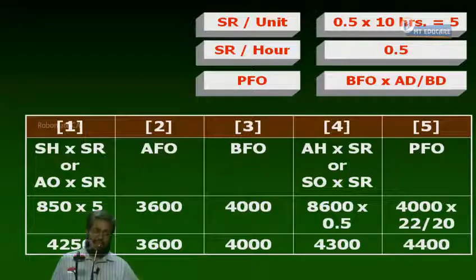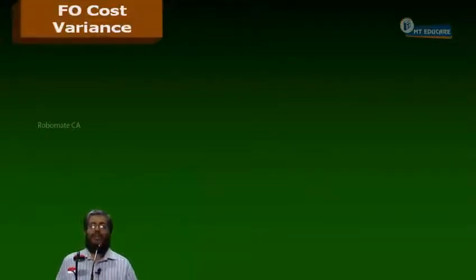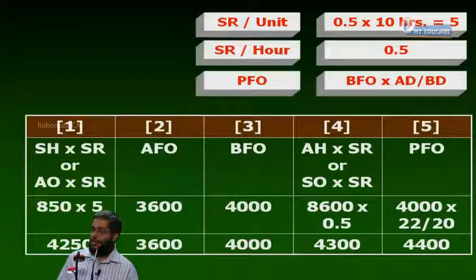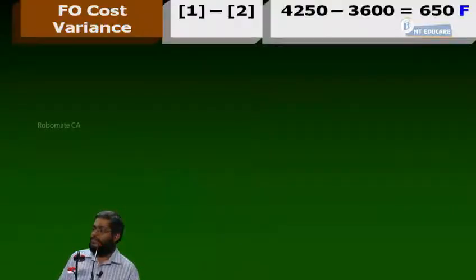Okay. Tell me the first variance. What is the first variance? Fixed overhead cost variance. Let's do it together. Fixed overhead cost variance, 1 minus 2. Look at the notebook and tell me what is 1 minus 2? What minus what? 4,250 minus 3,600. What's the number? 650 favorable. Column 1 minus 2, 650 favorable.